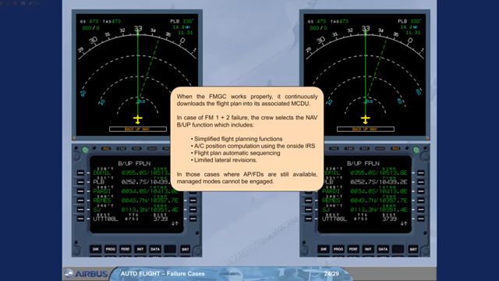When the FMGC works properly, it continuously downloads the flight plan into its associated MCDU. In case of FM1+2 failure, the crew selects the navigation backup function, which includes simplified flight planning functions, aircraft position computation using the on-side IRS, flight plan automatic sequencing, and limited lateral revisions. In those cases where APFDs are still available, managed modes cannot be engaged.